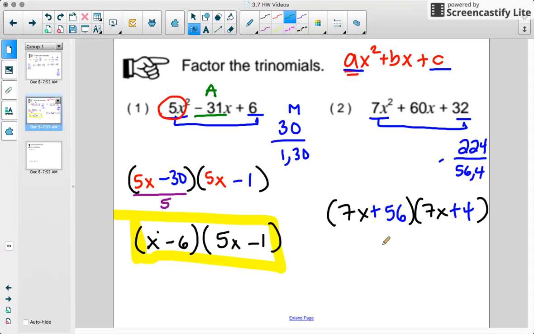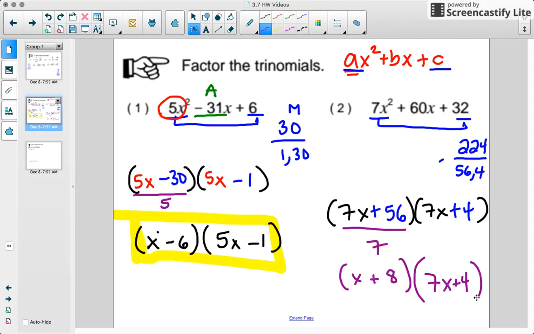And then I'll just have a look through and think, what can I factor out of each piece? And I notice that this one I can factor out a 7. When I factor out a 7, 56 divided by 7 is 8. So I'll get x minus 8. And 7 and 4 don't have any common factors, so we can't factor anything out. So that's just going to be part of our answer. And so those will be the two binomials that multiply to give us this trinomial.